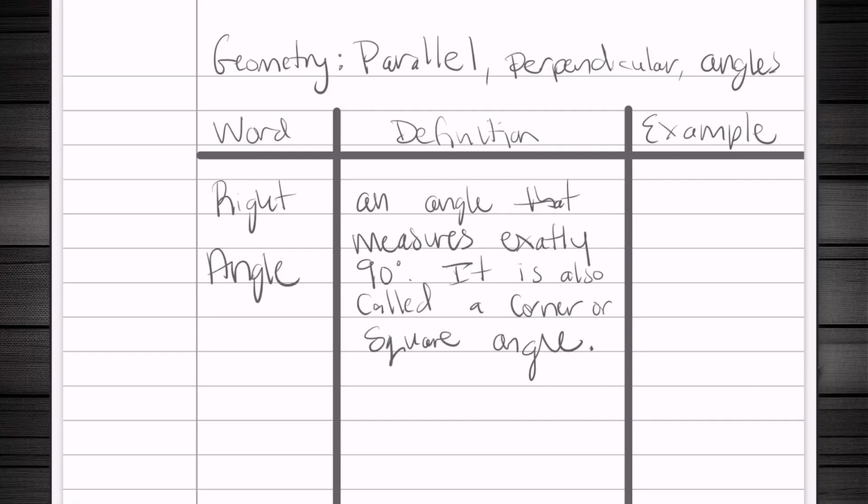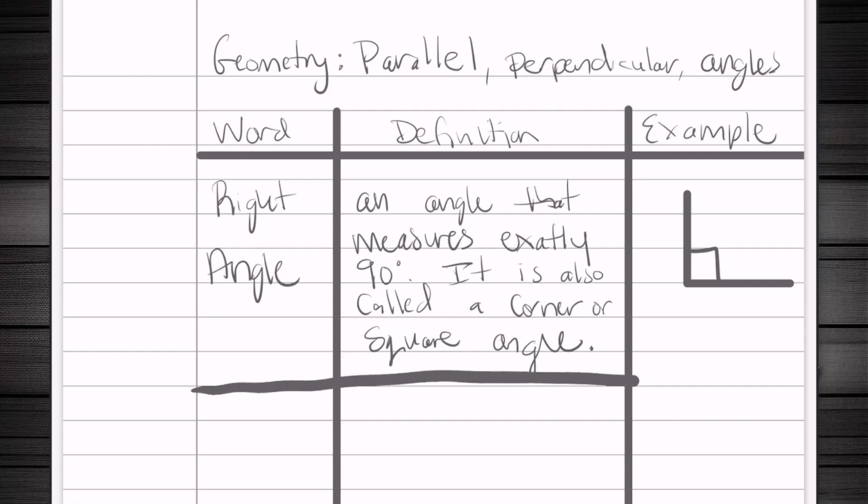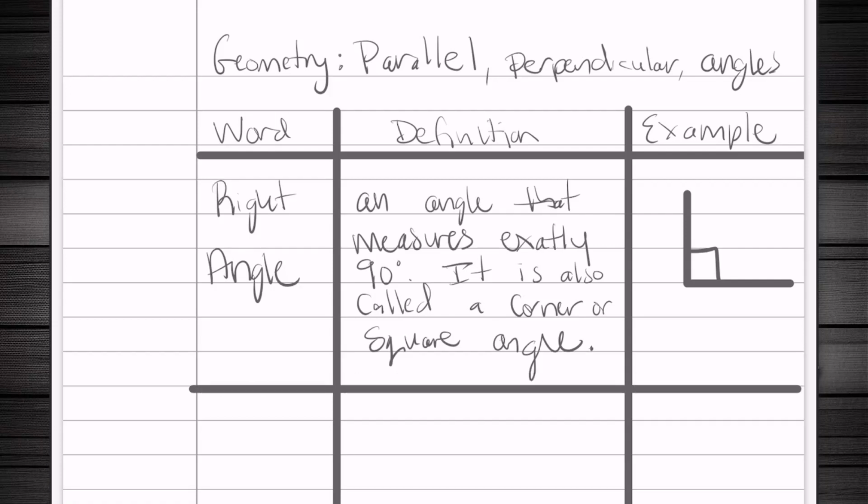Let's draw an example. So if I'm going to draw a vertical line and a horizontal line that meet, they are perpendicular, and then in the corner there is the angle. It is exactly 90 degrees, a square or corner angle. This is a right angle. Our next term is called an acute angle. A-C-U-T-E, acute angle.